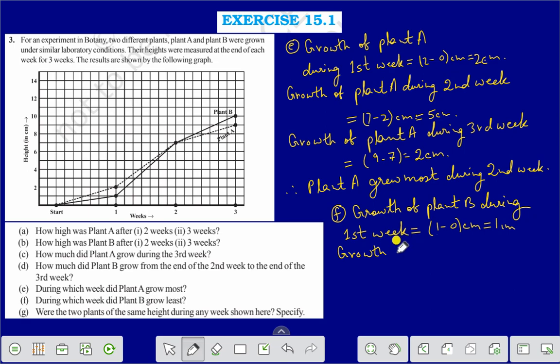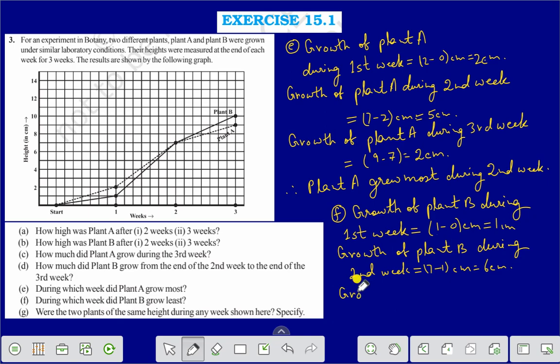Growth of plant B during second week is equal to... this is plant B, see, this is 7, and this is first week. For plant B, it is 1. 7 minus 1 cm, that is 6 cm.